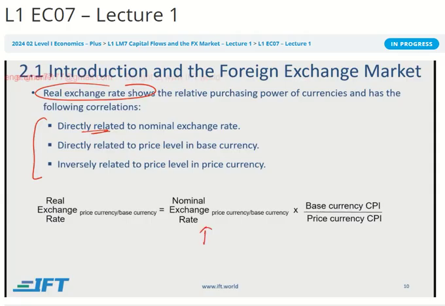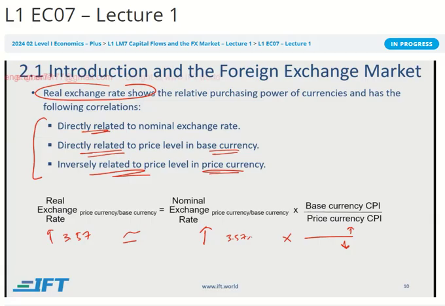So if the nominal exchange rate is going up, let's say 3.5%, it is becoming stronger, then your real exchange rate will obviously be becoming stronger as well, close to the change in nominal. But we do need to make an adjustment. If the base currency inflation is going up, then that will definitely directly impact positively, because this is in the numerator. And if the price currency inflation is going up, then this is naturally going to reflect it negatively.